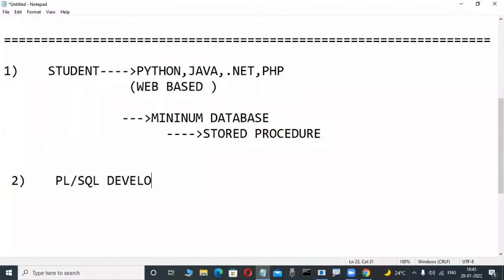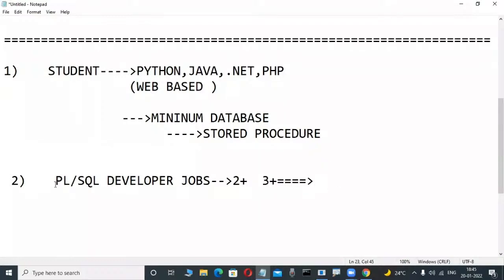PL/SQL developer jobs are there. Without any knowledge of Java, .NET or front end, maybe as non-technical persons without very good programming skills, PL/SQL developer jobs are there. Maybe a two or three year gap, two plus or three plus years, some gap. Those persons are in our course.